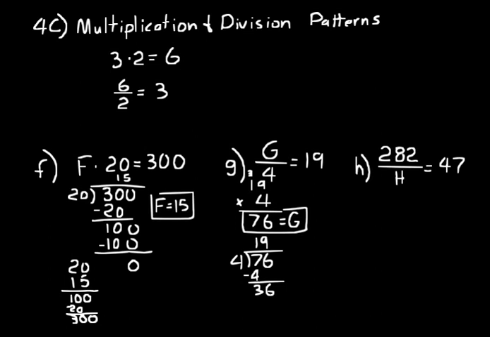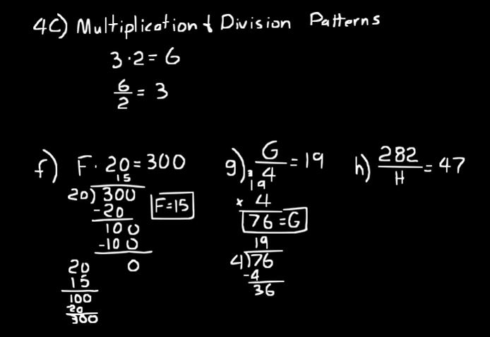282 divided by H equals 47. Now this time it's kind of like G. It's a division problem, except the missing number is the divisor now, and that's usually the smaller number. And we know we wouldn't take 282 and multiply it by 47 to get H. So that's a hint that division is what we'll need to do to solve this.